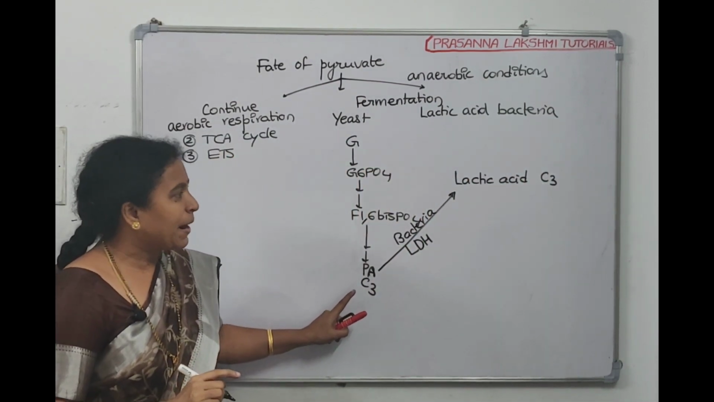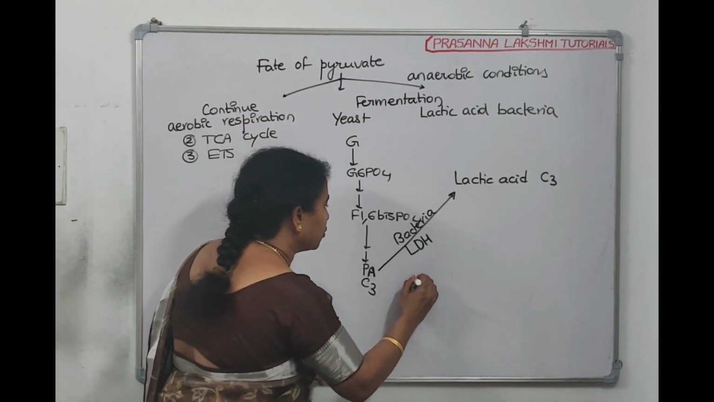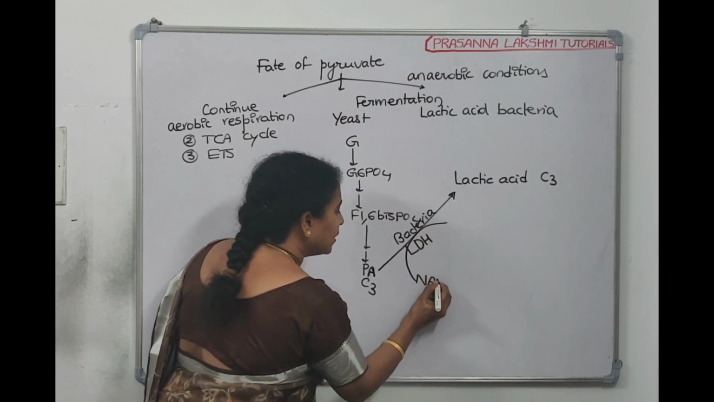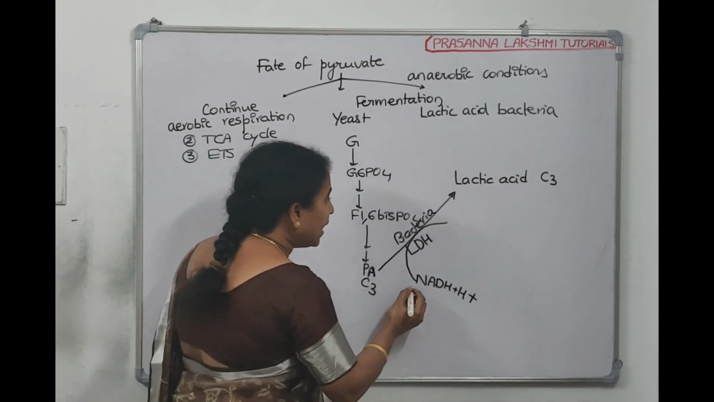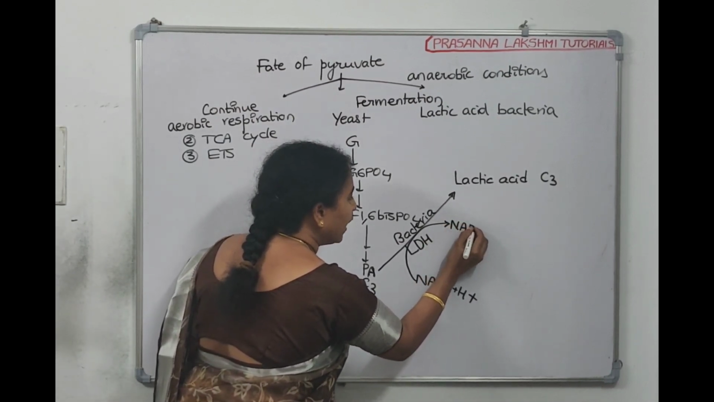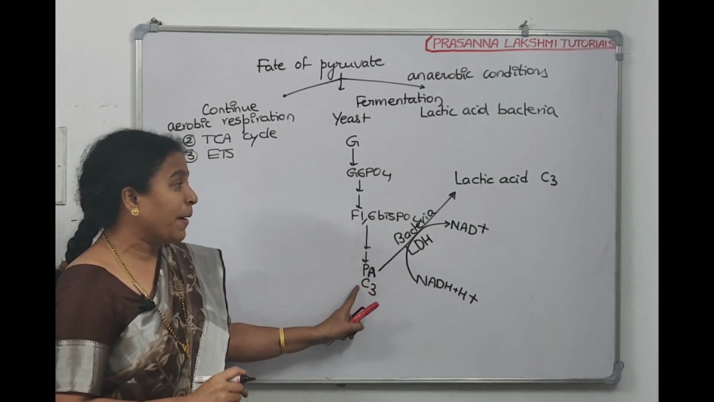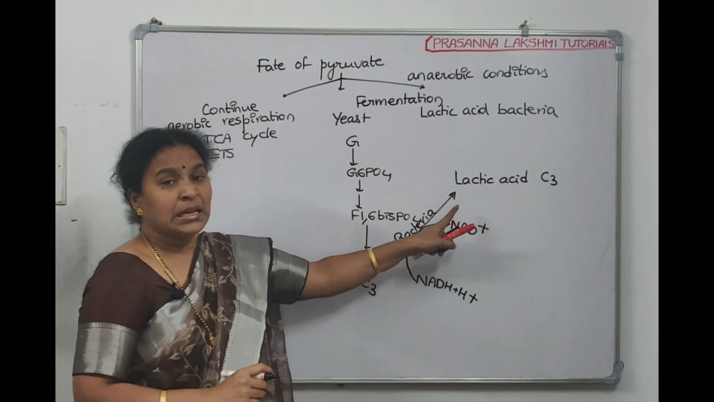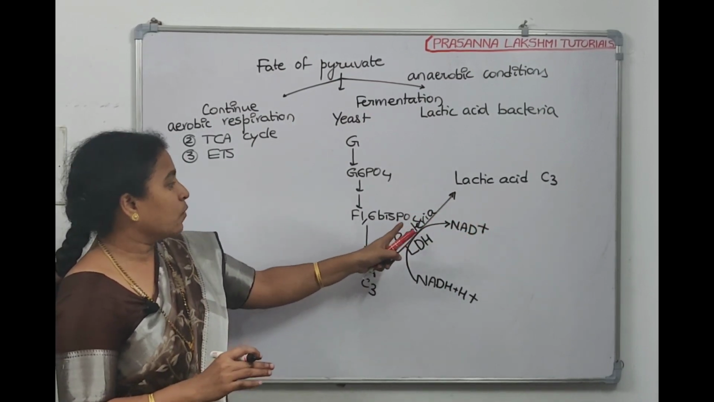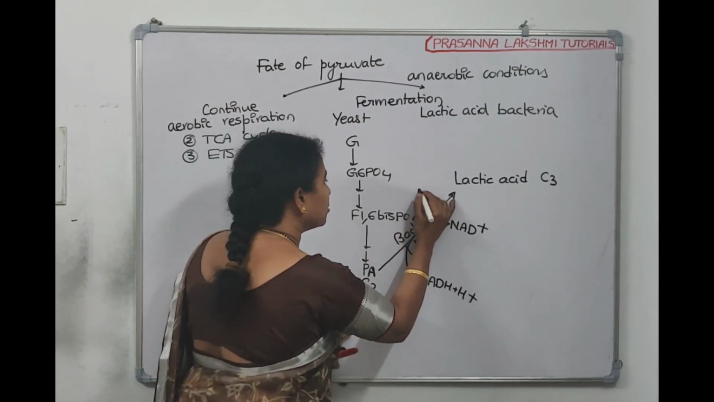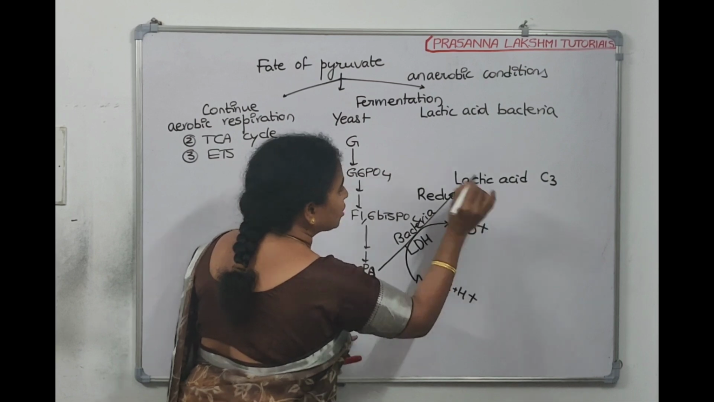For conversion of pyruvic acid to lactic acid, it needs an NADH plus H plus molecule. So it is consuming the NADH plus H plus which was formed in the 6th reaction. NADH is oxidized to NAD. That means hydrogens are taken from NADH and given to pyruvic acid to make lactic acid. Since the substrate is taking hydrogens, the reaction is called reduction.